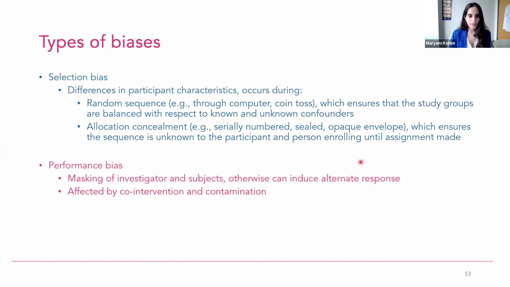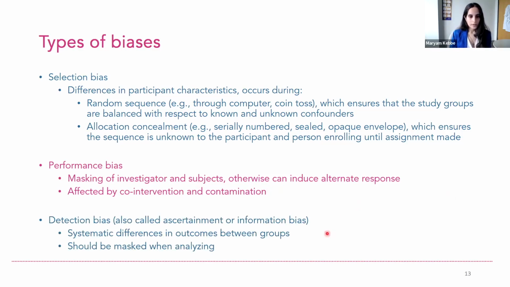The second type of bias is performance bias, and this refers to differences that occur due to the knowledge of the intervention allocation, either by the researcher or by the participant. The reason this is problematic is because it can result in differences in the care that is received by the intervention and control group if personnel on the trial are aware of the allocation. But this type of bias can be minimized by masking, which is the technique we referred to on the previous slide.